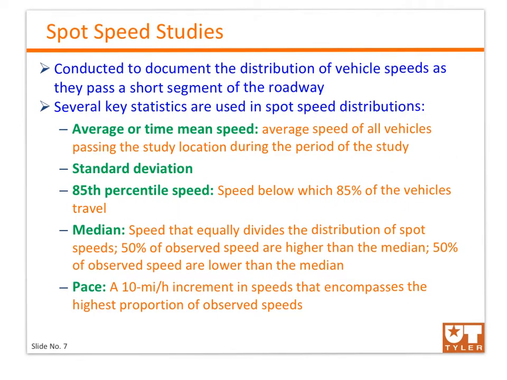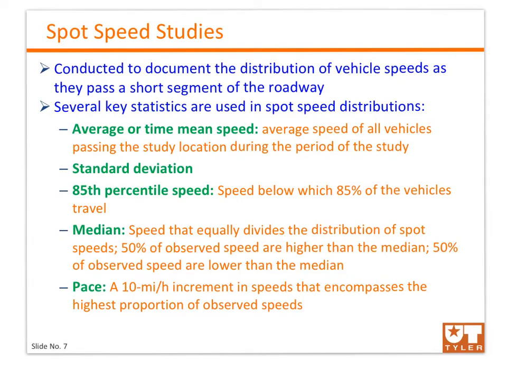So let's start with the spot speed studies. Spot speed studies are typically conducted to document the distribution of vehicle speeds as they pass a short segment of a roadway. There are several key characteristics that we need to obtain while doing the spot speed study distribution. The very first one is the average or time mean speed. We need to get the standard deviation of speed. We need to get the 85th percentile speed, as well as the median, all the way to the pace speed.